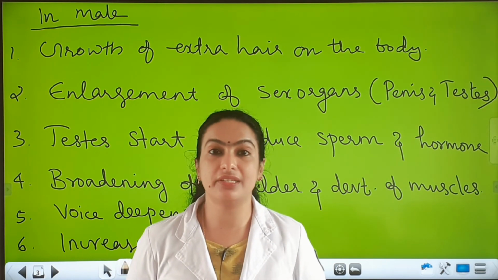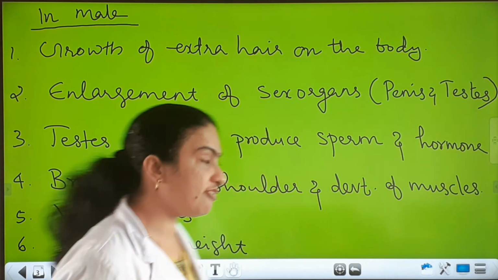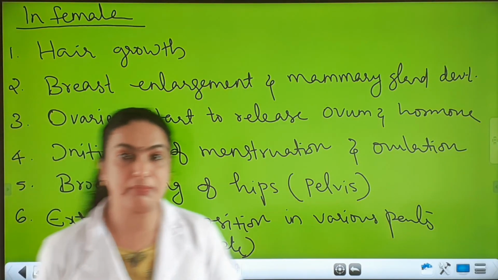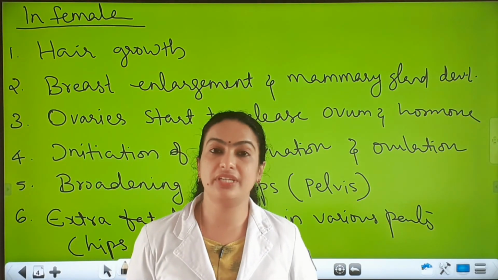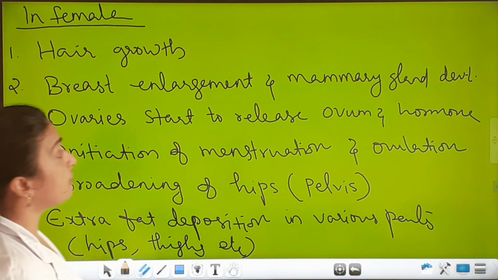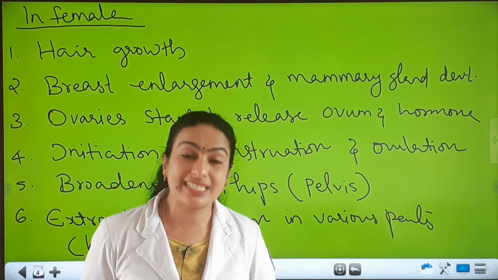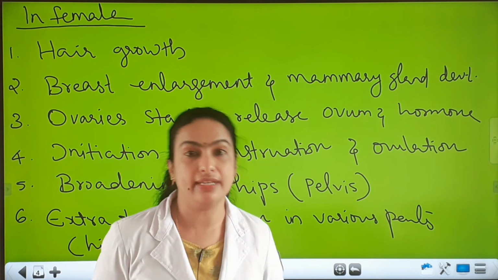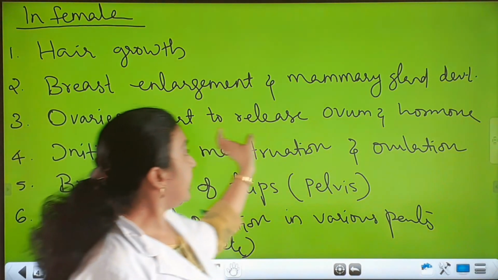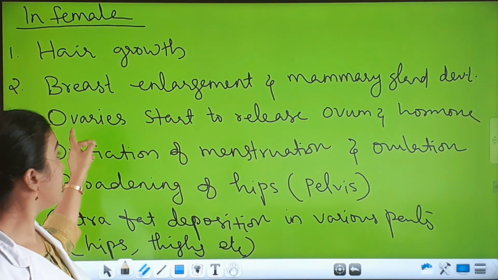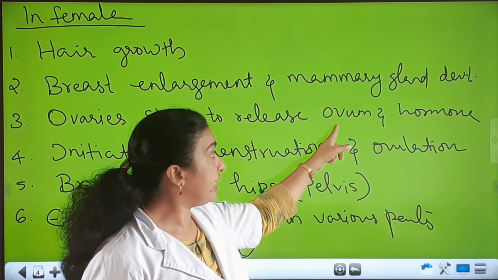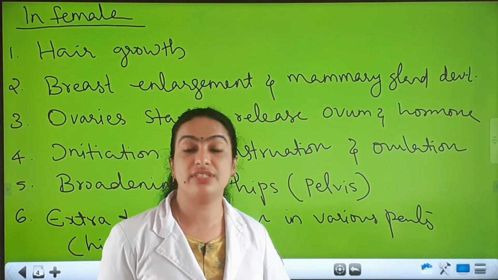Now we can see what are the secondary sexual characters in girls or in female during puberty. The same hair growth is there, but no mustache and beard. The hair growth is there in the armpit region, then genital area. And breast enlargement and mammary gland development. Breasts start to become enlarged. And ovaries start to release ovum and hormone. Ovaries are the primary sex organs or gonads of female. They start to release the female gametes such as ovum and female hormones such as estrogen.